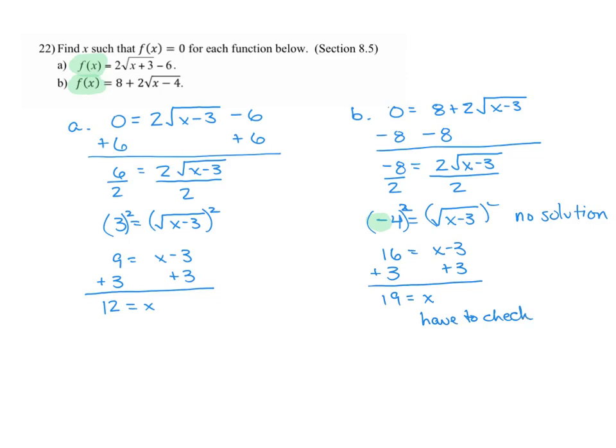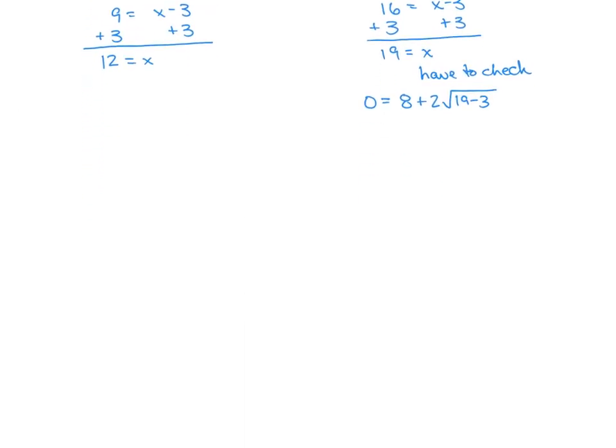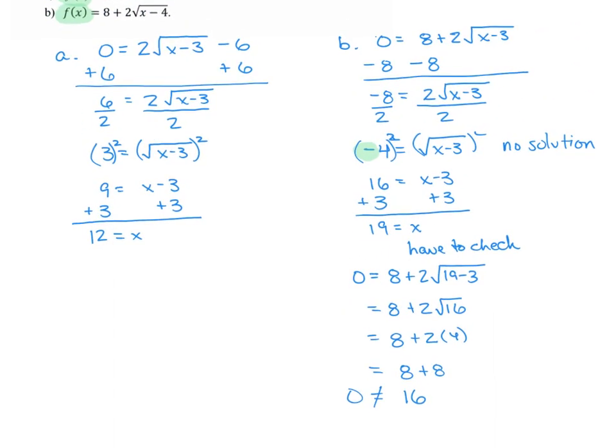If we check this, I want to know, if I plug this in, do I get 0? 20 minus 4 is 16. Square root of 16 is 4. Two times 4 is 8. And 8 plus 8 is 16. Is 16 equal to 0? The answer is no. And so this solution, if you recall, what do we call this? This is called extraneous.